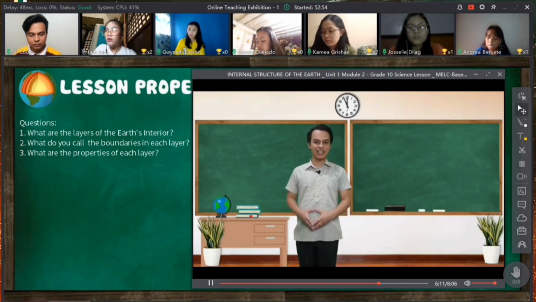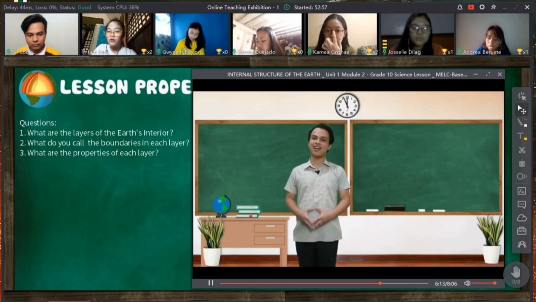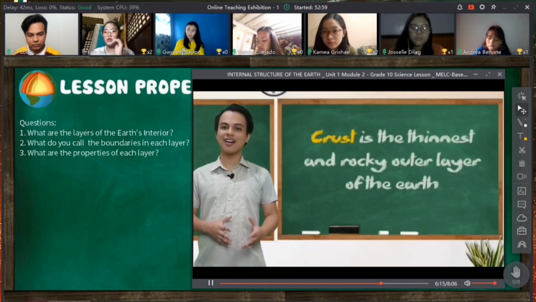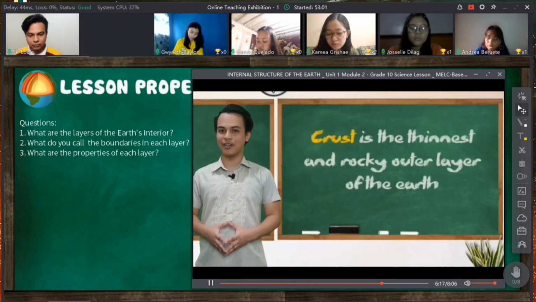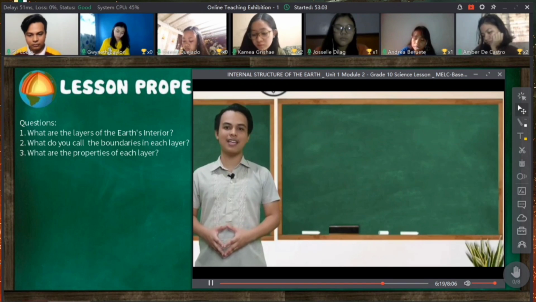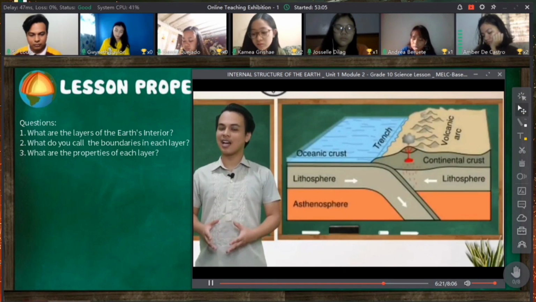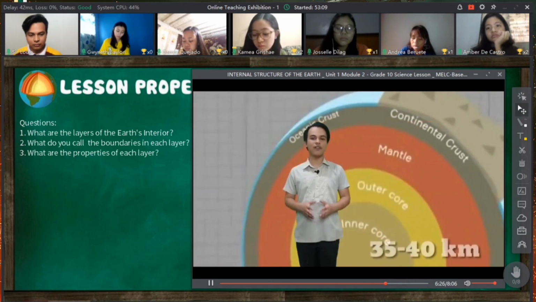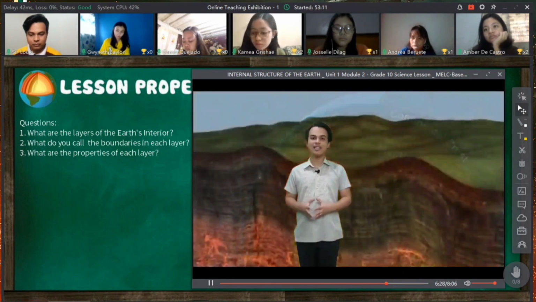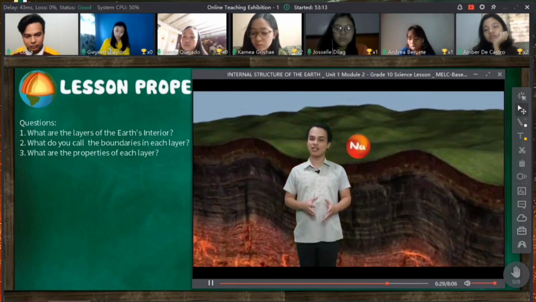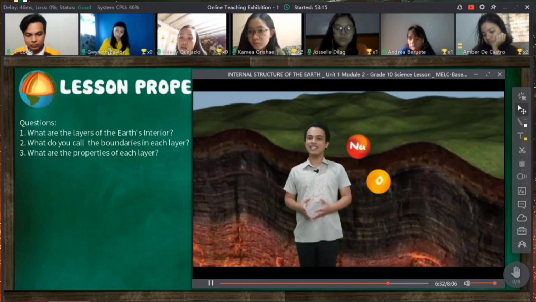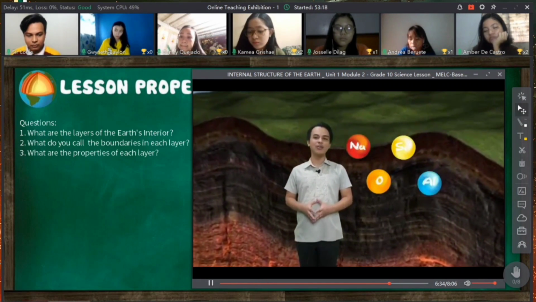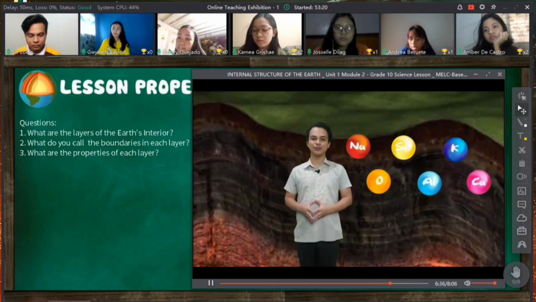Ang susunod na concentric layer na ating i-discuss ay ang crust. Ang crust ay ang thinnest, outermost, rocky layer of the Earth na binubuo ng dalawang bahagi, ang oceanic crust at ang continental crust. The continental crust has a thickness of 35 to 40 kilometers and is mainly made up of the elements sodium, oxygen, silicon, aluminum, potassium, and calcium.